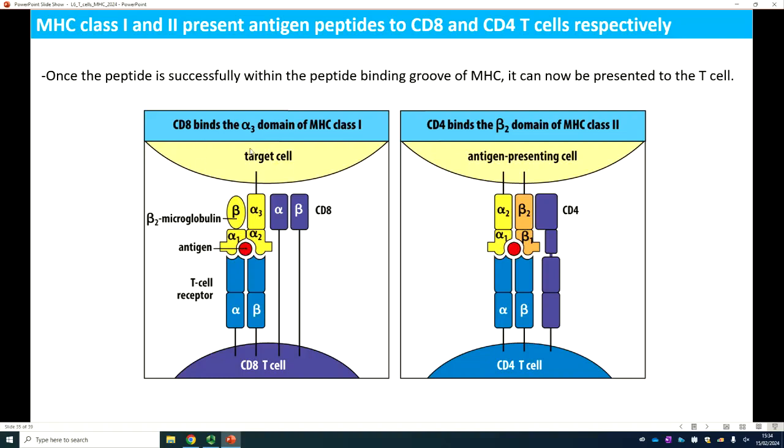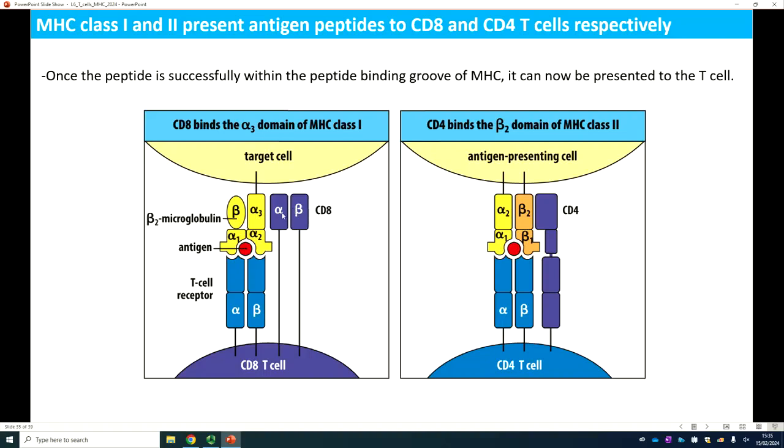MHC class 1 can be done on any cell effectively. So let's say we've got our target cell here, presenting that viral antigen on MHC class 1. It's picked that up, it's saying I've got a viral infection. That will be recognized by your CD8 T cell, your cytotoxic T cell, which will bind to it and then hopefully eliminate that cell.